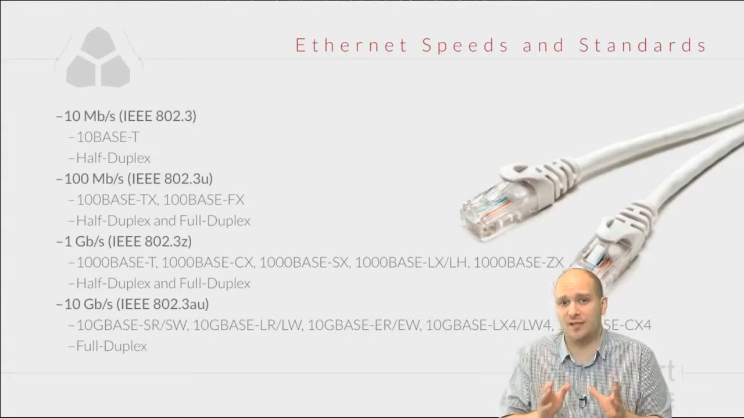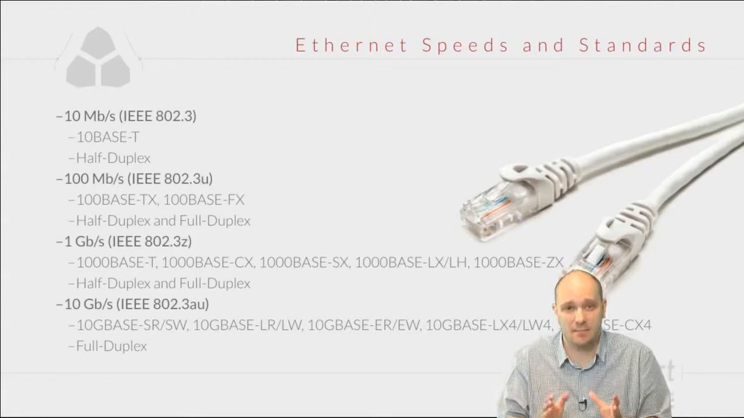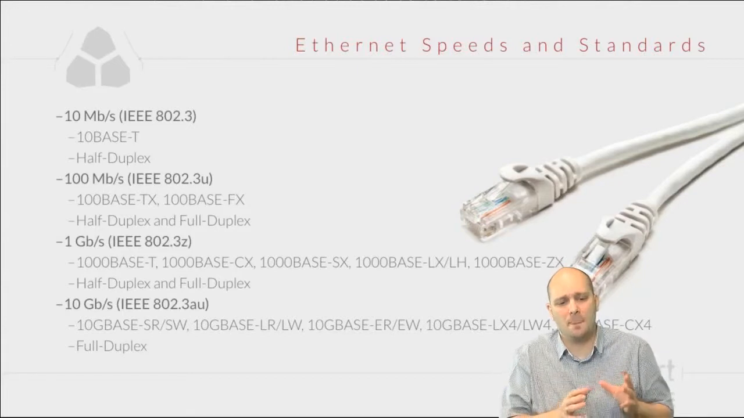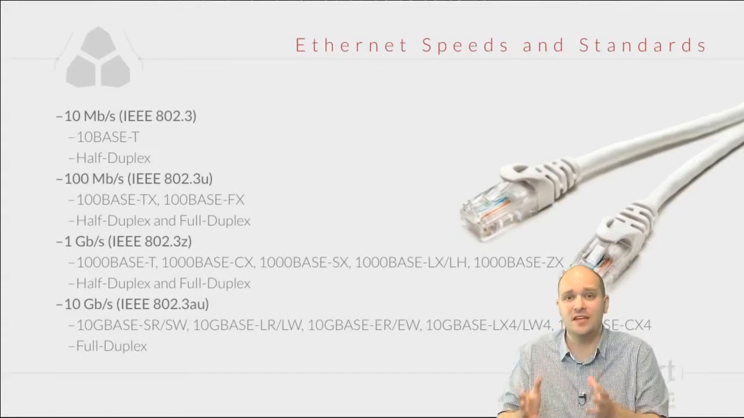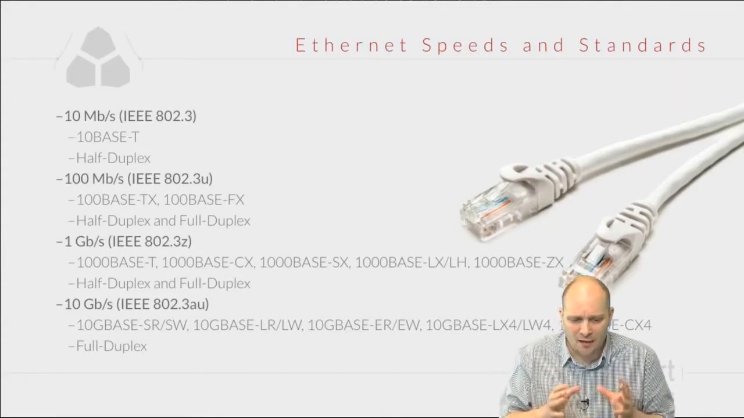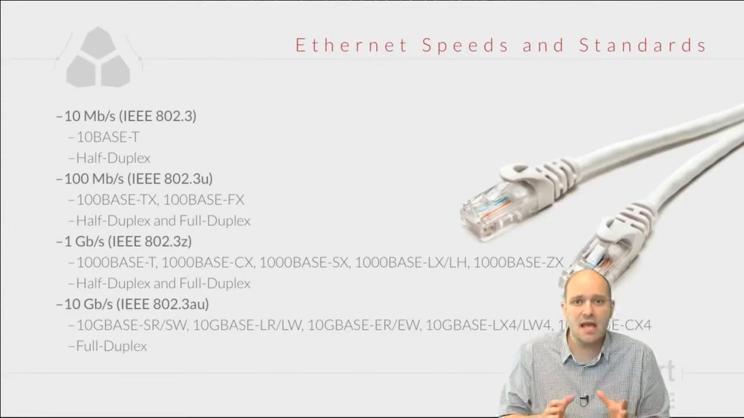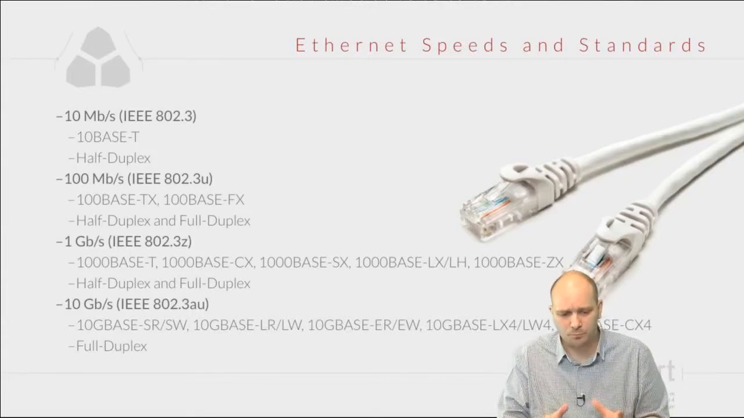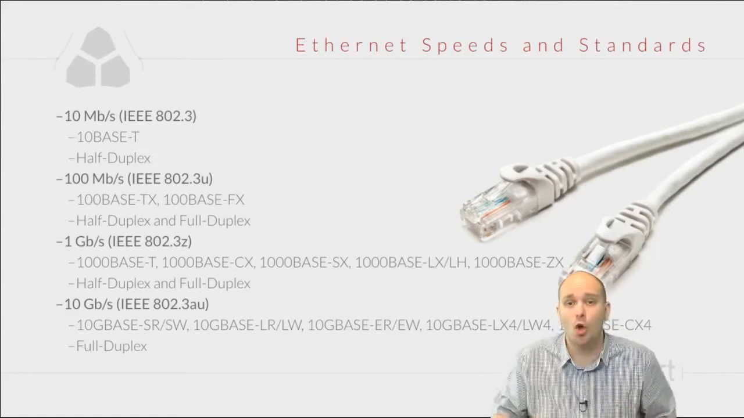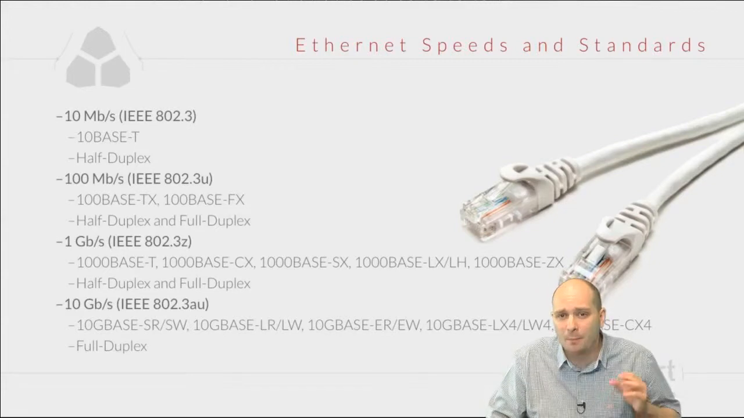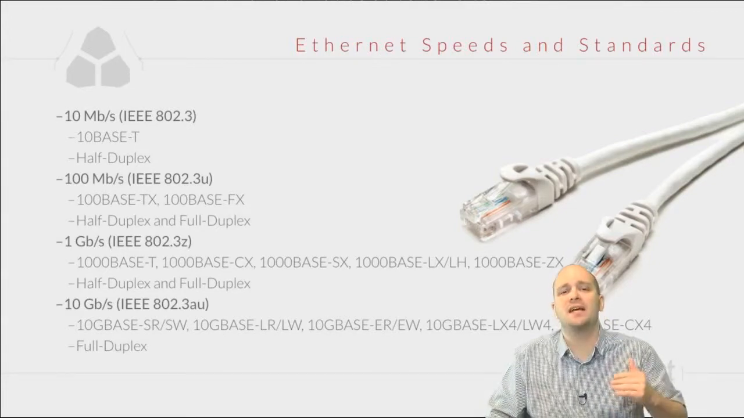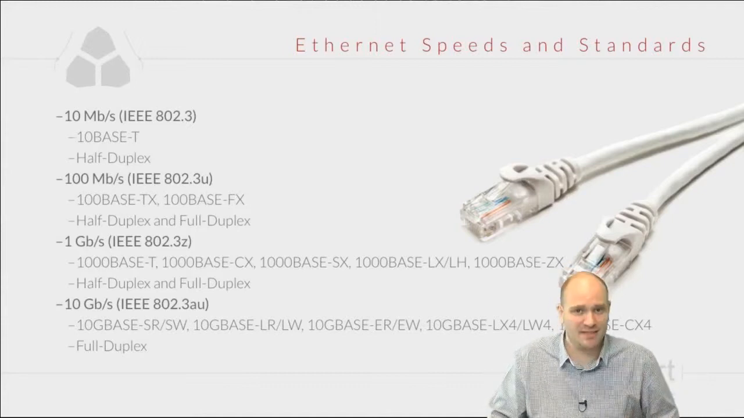It's not the only standard that is in use or that existed. We had 10BASE2 and 10BASE5, but these were not based on hubs or switches. These were based on coax cables, thick and thin Ethernet, as they used to be called. An important characteristic about 10 megabit per second Ethernet, about 10BASE-T, is that it doesn't support full duplex by standard. Some vendor implementations, like for example Cisco, do support full duplex on Ethernet, but this is not to be expected. This is not something that has been standardized.